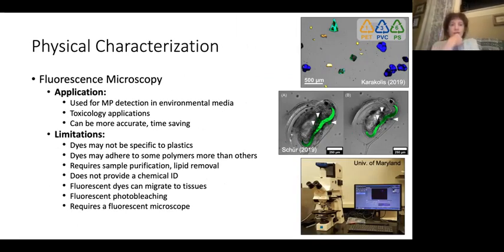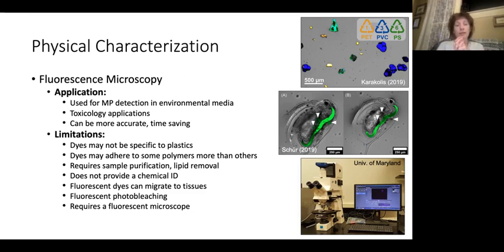Fluorescence microscopy is often used to increase microplastics detection in environmental media. It can be more accurate. It can save time. The challenges here are, even for dyes like Nile red, which are widely used for microplastic identification, they tend to dye some plastics more readily than others. So one plastic type may appear to be a much darker red than another. They can also stain lipids, and so there are some pre-processing steps involved to remove lipids from your sample.